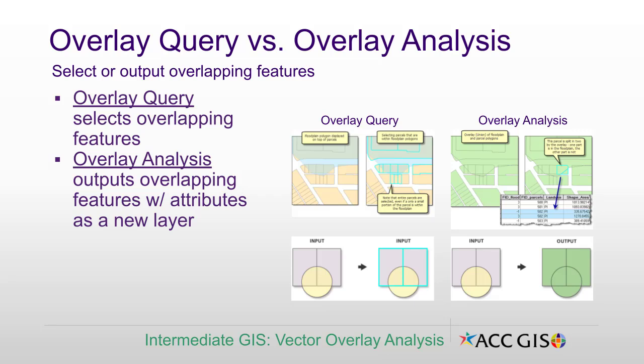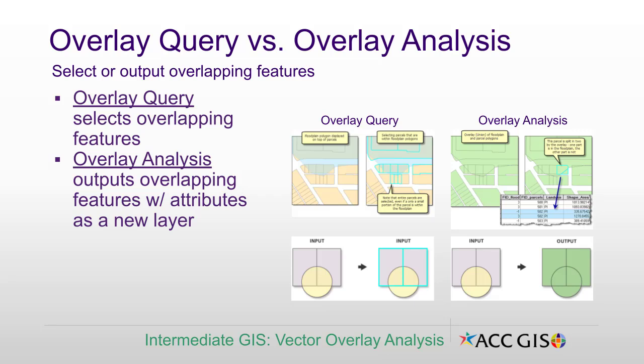In overlay analysis, we're creating a new layer with features and attributes. So in this case, we're intersecting again the parcels and the floodplains, but the output includes a whole new layer with all new geometry that represents the intersection of these two layers. So the parcel that is highlighted in the image is no longer one feature.